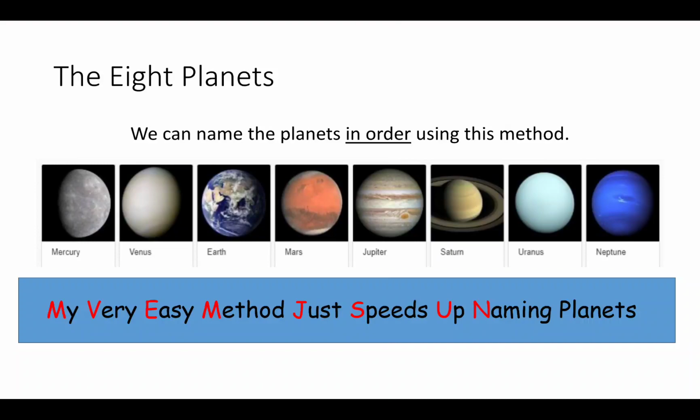So M is Mercury, V is Venus, E is Earth, M is Mars, J is Jupiter, S is Saturn, U is Uranus, N Neptune, and P used to be Pluto. But obviously, Pluto is no longer a planet. All right, let's move on. And yeah, you need to know them. So make sure you learn them.